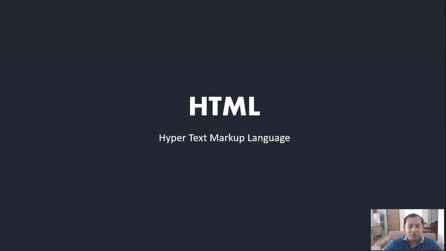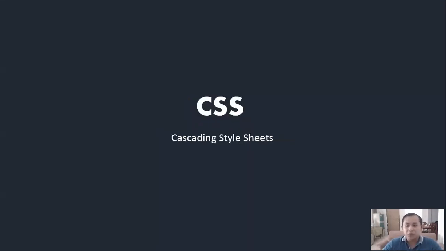HTML stands for Hypertext Markup Language. These are the elements that we see in a web page like the text, the pictures, the words, and the numbers. And in order for us to put color and style into those things, we use CSS or cascading style sheets. We're going to use those two to create a simple project for today.